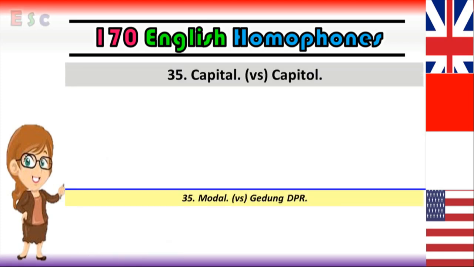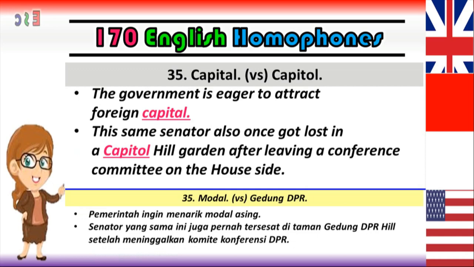35. Capital versus Capitol. Examples. The government is eager to attract foreign capital. This same senator also once got lost in a Capitol Hill garden after leaving a conference committee on the House side.